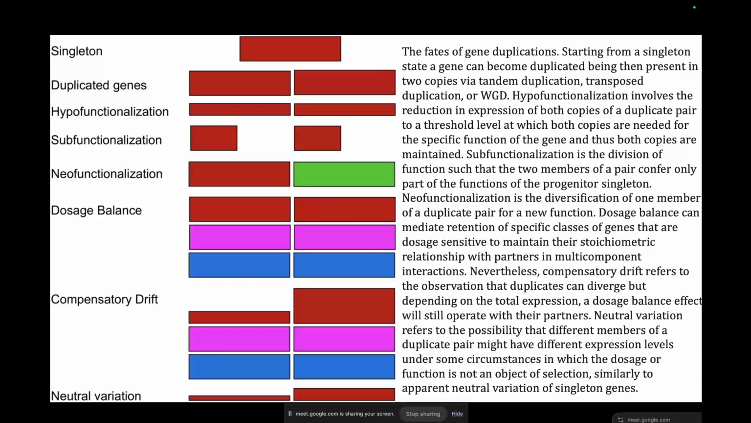And neutral variation, as the name suggests, means that different members of a duplicate pair might have different expression levels under certain conditions in which dosage or function is not an object of selection, similarly to apparent neutral variation of a singleton gene. So basically, this will not cause any issues. This will not cause any evolutionary pressure. This will not give a different phenotype or anything else. So this is just neutrally there. It may be changing the dosage, but it is not causing any phenotype. Okay.